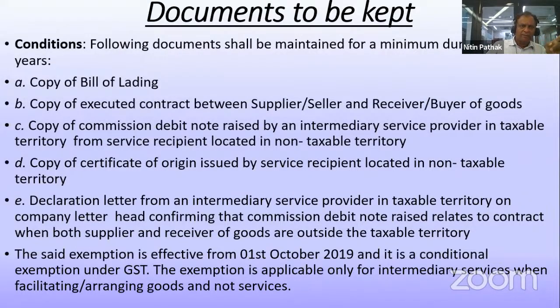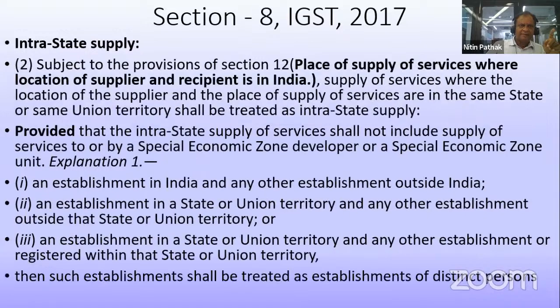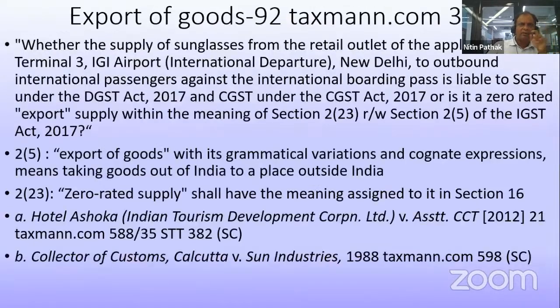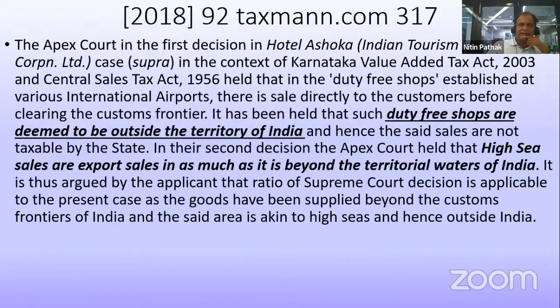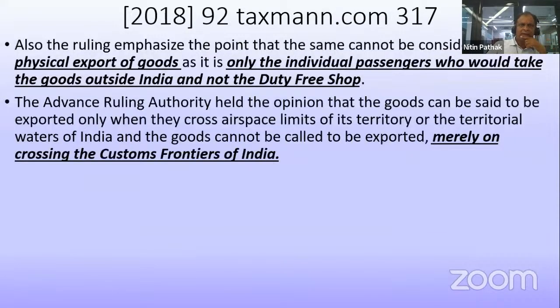Documents to be kept for this purpose. Interest rate supply, exchange: I explained last time, so I'm not going into it, along with export of goods, section 62. This is called the terminal case. Apex court, Ashoka: this is explained last time. I'm just not going into this this time.